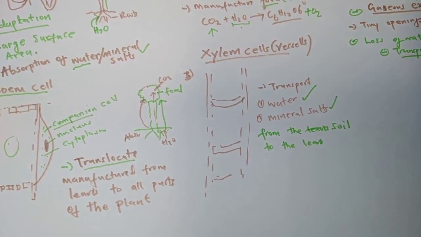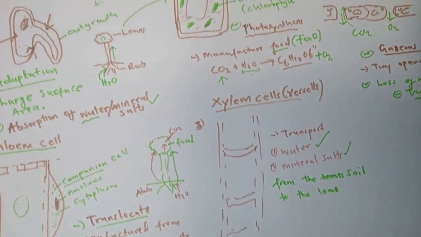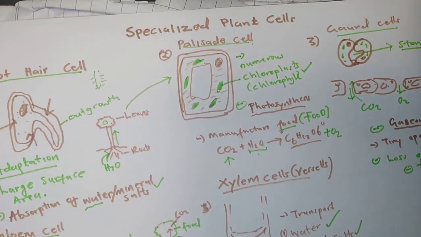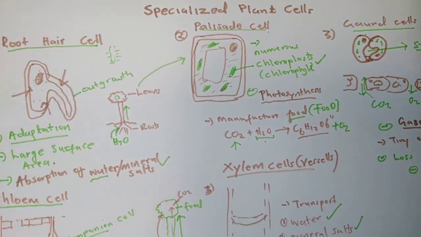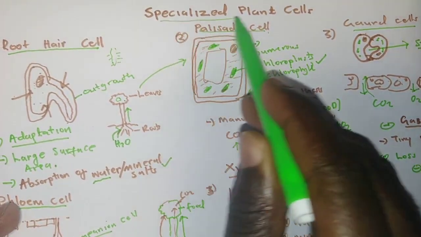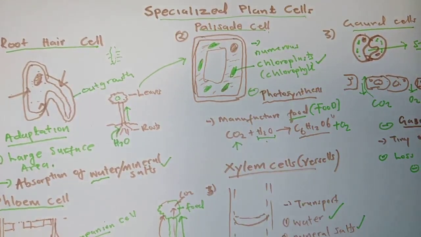So each cell is specialized to carry out a certain function, and we call them specialized cells. They are experts at carrying out their job.